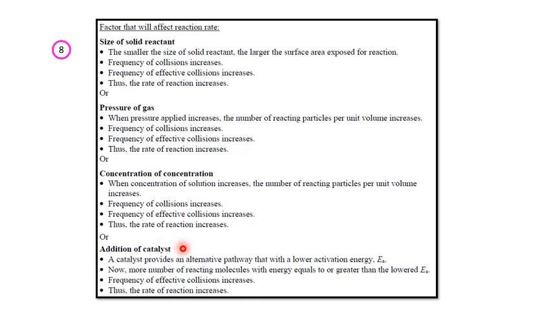Okay, the last one you can mention is catalyst. For catalyst, you have to write down the function of it. It provides an alternative pathway. How? With a lower activation energy. So then, more reacting molecules with energy equal to or greater than the lower activation energy. So the frequency of effective collision increases. And the last one is the rate of reaction increases.